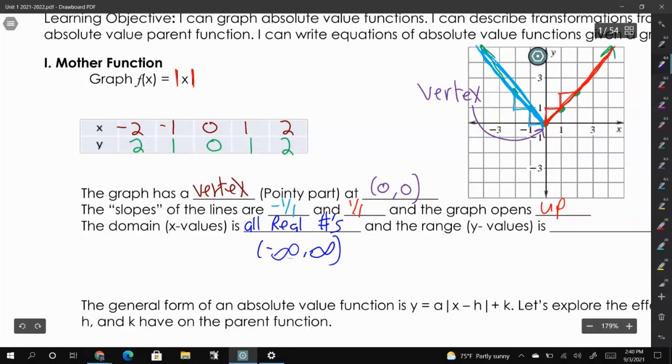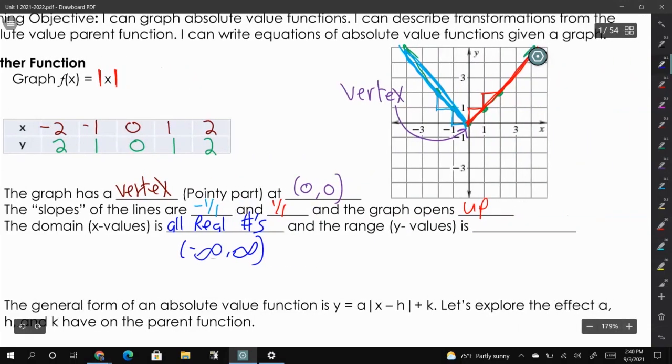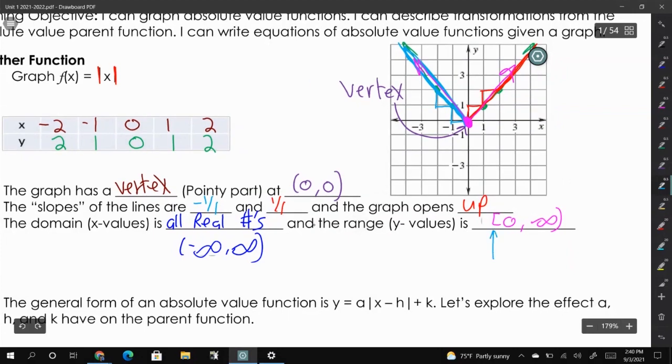The range, or the y values, that's different. The smallest y value we have is right here at y equals 0, because both sides of this function are going up. So the range is [0, infinity), and we use a bracket because 0 is included. We have a point at 0.